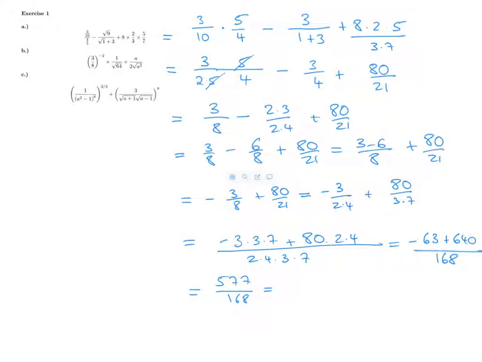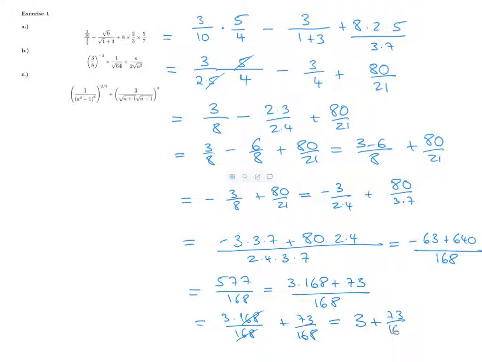So we can also write this as 3 times 168 plus 73 divided by 168. And then this would be 3 times 168 divided by 168 plus 73 by 168. And this is then obviously 3 plus 73 divided by 168, and then this is 373 divided by 168.